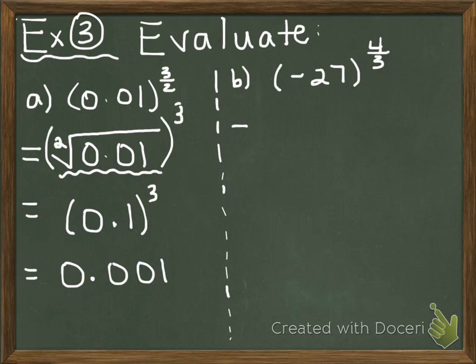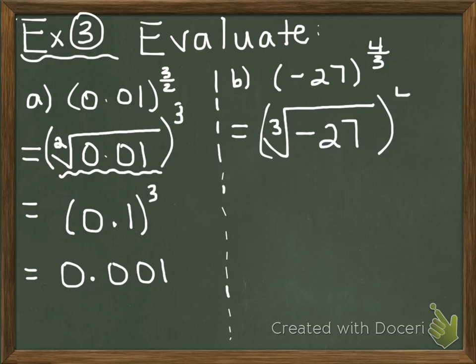If we look at B, we want to know what is negative 27 to the exponent 4 over 3. So the strategy again is to write it in radical form. So our base is negative 27, that becomes our radicand. Our denominator of 3 becomes our index, and our exponent is the same as the numerator, which is a 4. So we're going to do the radical part first.